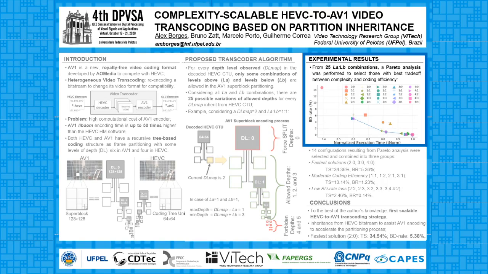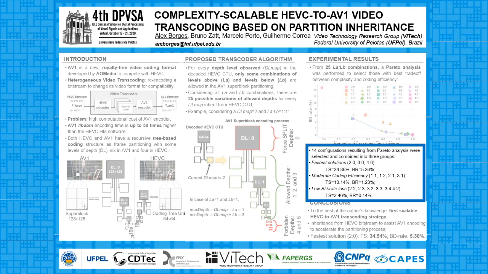Of the 25 combinations of LA and LB, we performed a Pareto analysis to see variations in runtime execution and impact on AV1 coding efficiency. After the Pareto analysis, 14 configurations were highlighted, and we are able to observe the existence of 3 groups of results.